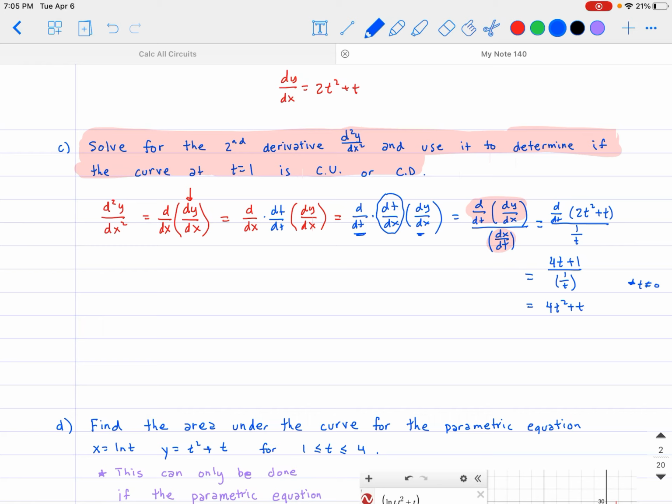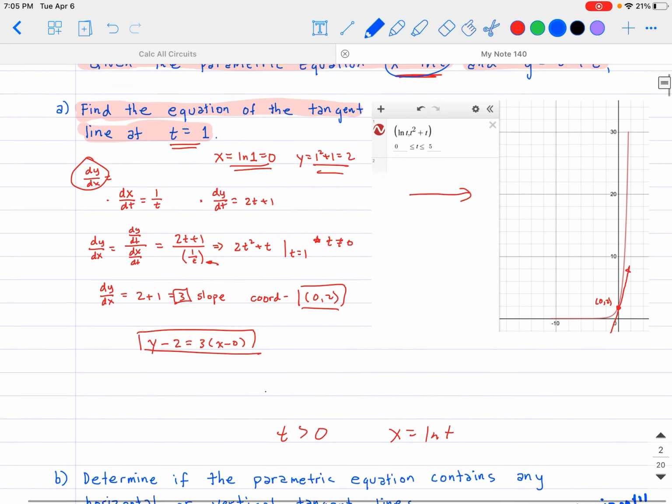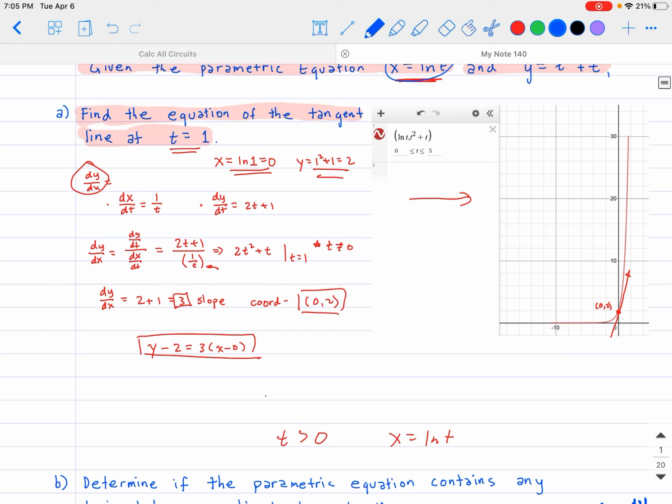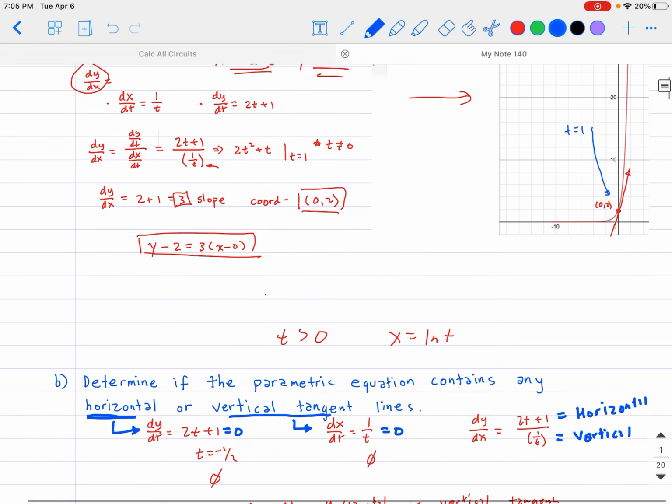Now we're going to plug in t equals 1 because I want to find out what the concavity is over there. Numerically, this is going to be equal to 5, which tells me this is going to be concave up in this case because the second derivative is positive. And if you look at the graph right there, you can see that at this point where t is equal to 1, it is concave up because of the way that it is drawn in the picture according to the graph. Okay. All right.